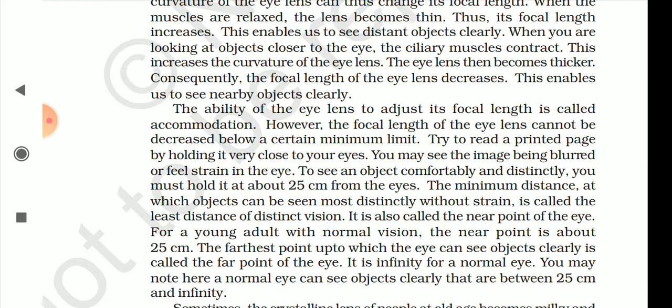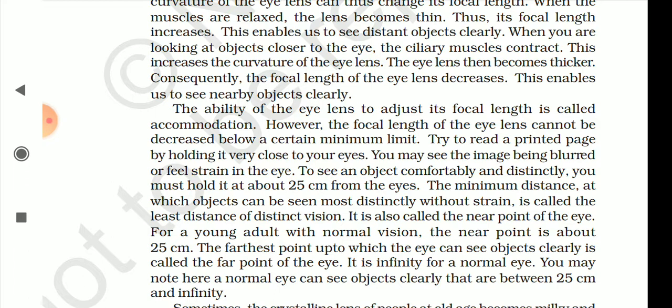Here they have given us the definition of accommodation. The ability of the eye lens to adjust its focal length is called accommodation. That is quite dependent on the ciliary muscles. As age increases, the ciliary muscles get weak, and thus we need to have spectacles.